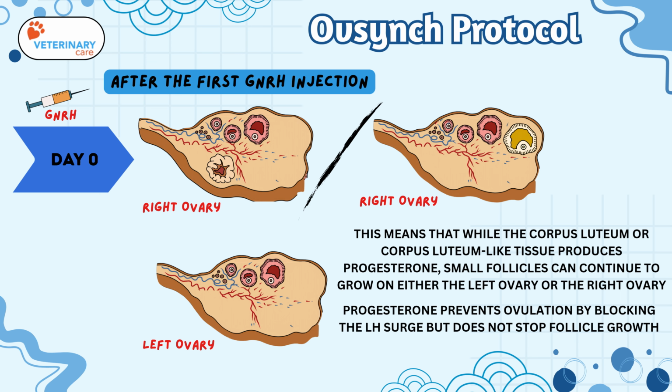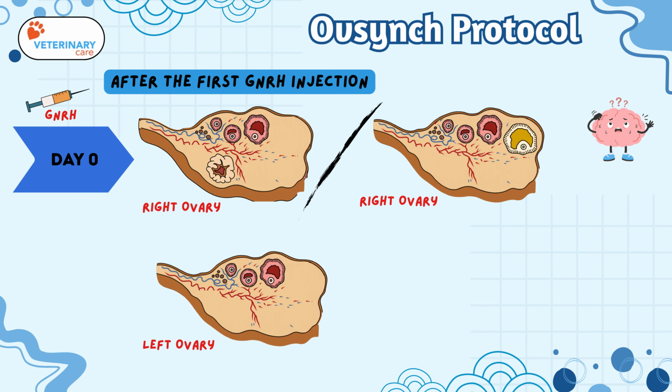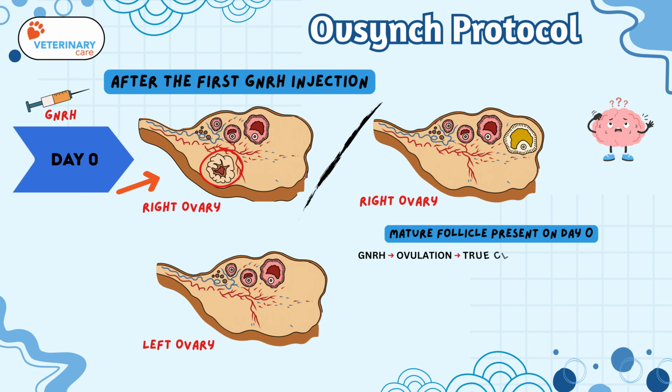On the screen, you can see 3 ovaries. This may look confusing at first, so let us understand them one by one. First, look at the right ovary where a true corpus luteum is present. This condition occurs in cows that had a mature dominant follicle in the right ovary on day 0. When GnRH was administered, it caused ovulation of that mature follicle. After ovulation, the follicle was converted into a corpus luteum, which started producing progesterone. At the same time, a new follicular wave began on day 0. This new wave may develop either in the same right ovary or in the opposite left ovary, as shown on the screen.